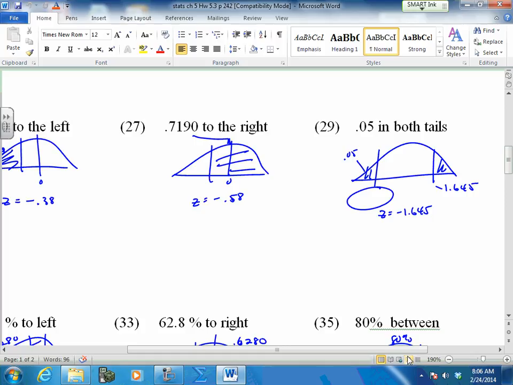Now, when you're doing this in both tails, all you need to do is find one z-score because this is symmetric about the mean. So I look up the 0.05 and I find this z-score, and this one has to be the positive one. So you've got a z-score of plus or minus 1.645. Okay? It's got to be the same on both sides. This is a great example of your symmetry in your normal curve. Good? Okay.